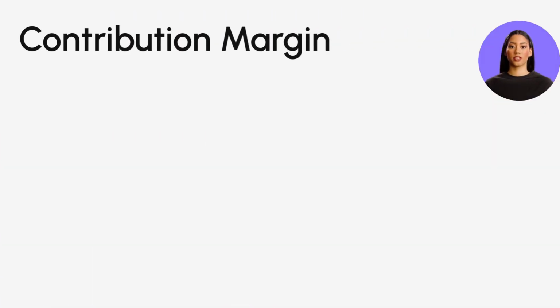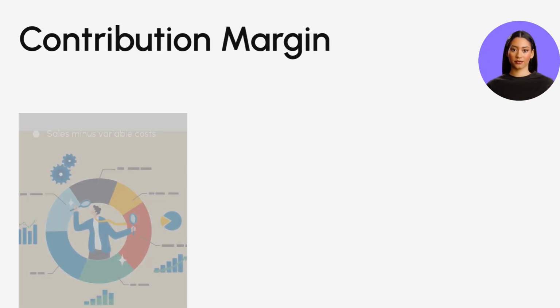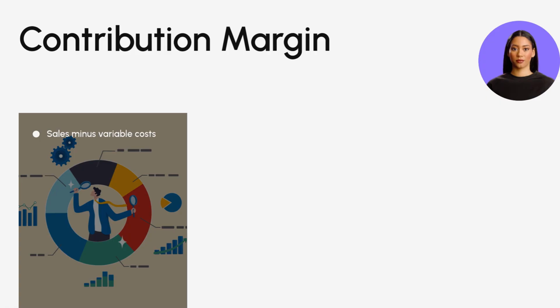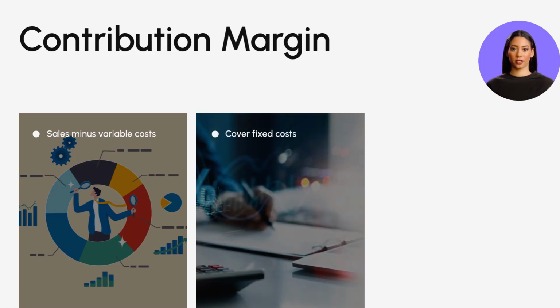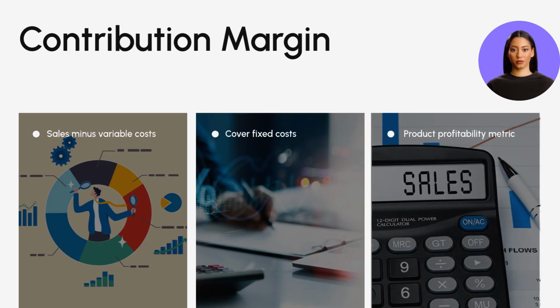The contribution margin is the difference between sales revenue and variable costs. It shows the amount available to cover fixed costs and generate profit. This metric is key in determining product profitability and making pricing decisions. It also helps in deciding product mix and discontinuation of unprofitable items.